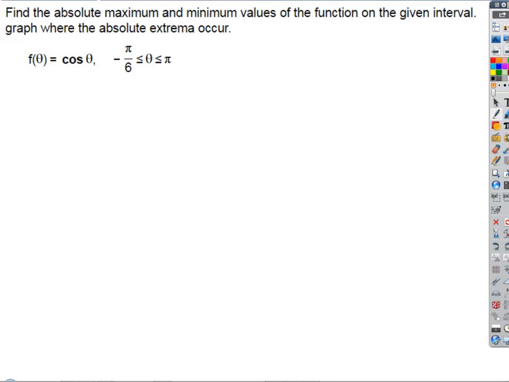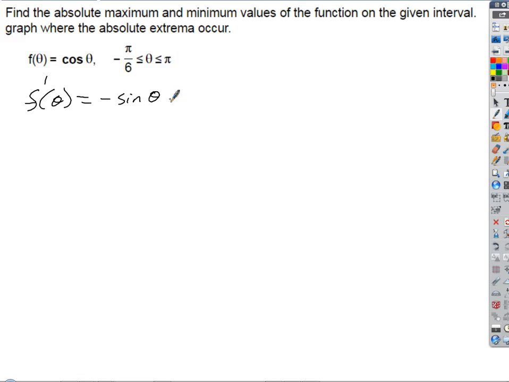Okay, so let's go ahead and make our table. What do I have to do first? The derivative. What do we get? Negative sine. Wait, you forgot the negative sign. Okay, so then we need to know where the critical numbers are, right? On our domain. So what do we find?